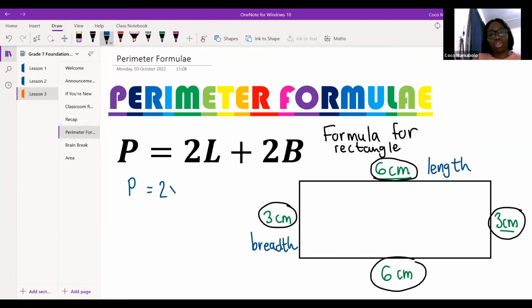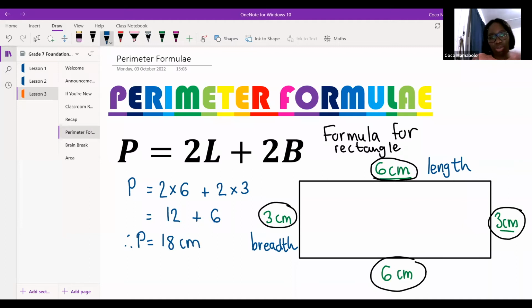Okay. So I'm going to go 2 times, what is my length, Samkelo? 6 centimeters. Good. Plus 2 times, what is my breadth? 3 centimeters. Good. And then what's 2 times 6? 12. Good. Plus 2 times 3, 6. Good. Therefore, P is going to equal 12 plus 6, equals 18 centimeters. Excellent.